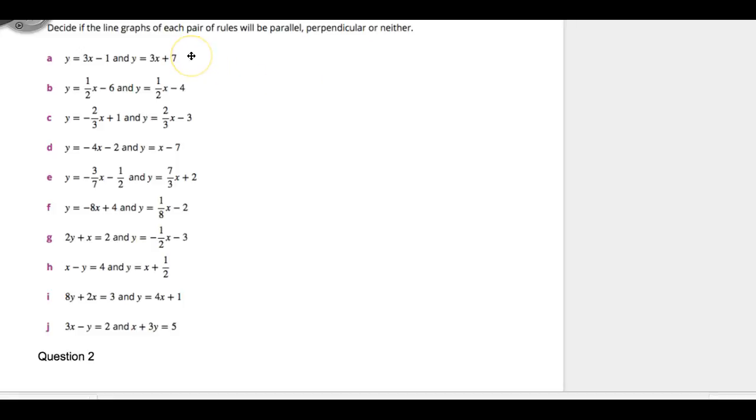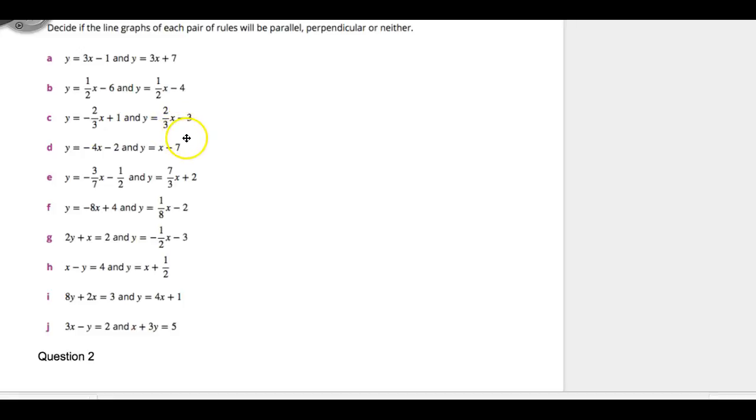Question A, we have y equals 3x minus 1, and y equals 3x plus 7. They have the same gradient, therefore they are parallel. Question B, I'm not going to read out the equations, just the gradient. The gradient of the first line is a half, the gradient of the second line is a half, so they have the same gradient, therefore they are parallel. Question C, gradient is negative 2/3 and the second one is 2/3. They are not the same. This one is a negative, this one's a positive, so they're not parallel.